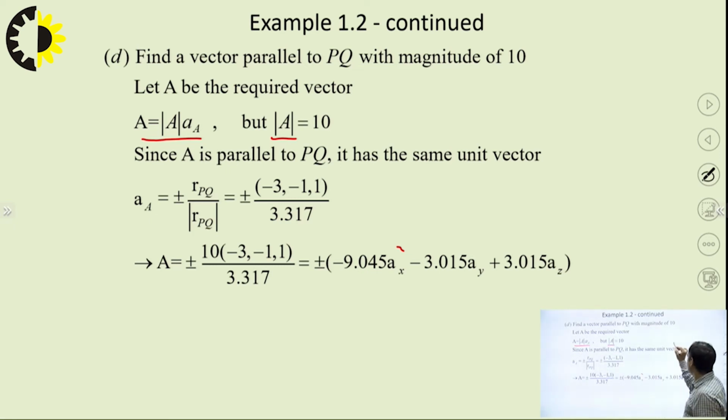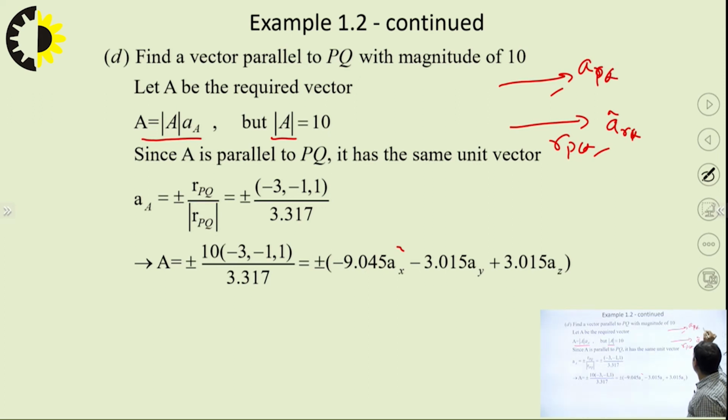So if you can see, this is the RPQ, so the unit vector which is parallel to this one, that is also the same. So the direction of this one and this one will be the same. If this direction is PQ, then this direction will be the same, PQ. So this direction is the same, right? Only then will they be parallel vectors. If the directions are the same, then it is a parallel vector, right?